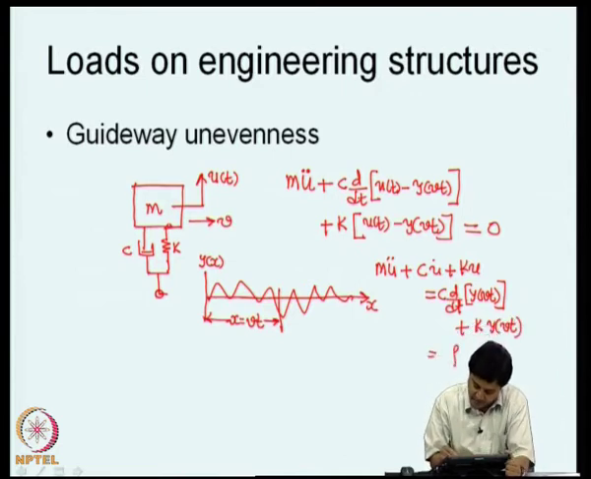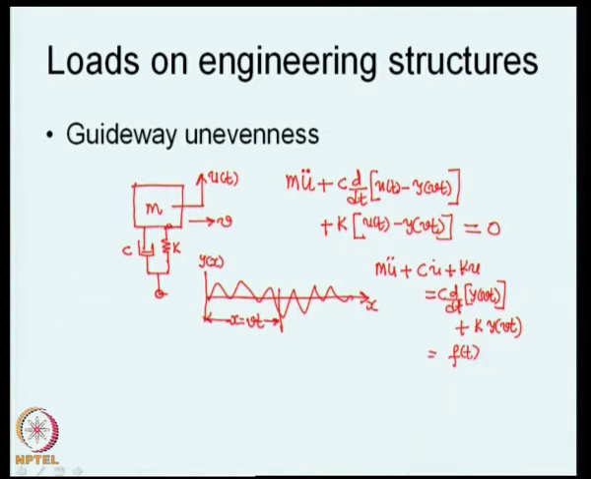So, this if we take as a forcing function f of t, here the nature of f of t depends on the geometry of these undulations and also on the velocity with which this vehicle is moving, and not only that, the stiffness of the vehicle, the damping of the suspension, and so on and so forth. So, all of this could be uncertain. Consequently, the force that acts on the structure, that is this vehicle, would itself be uncertain. Okay. So, we say that this vehicle is undergoing random vibration due to the guideway unevenness.